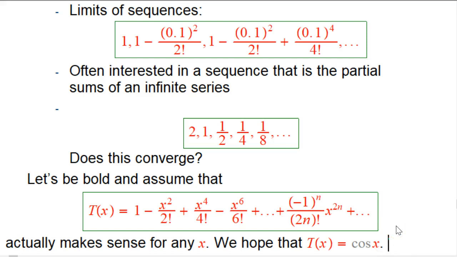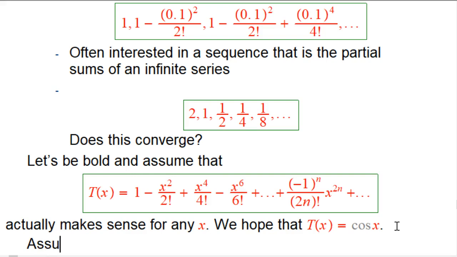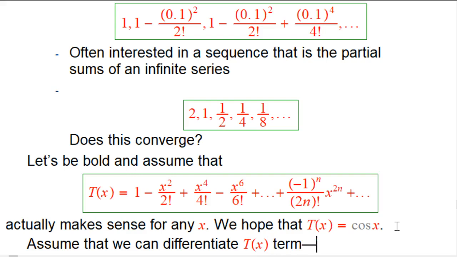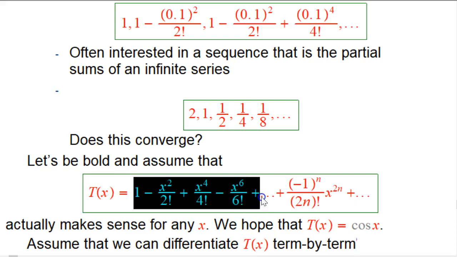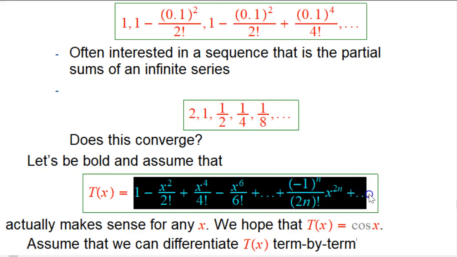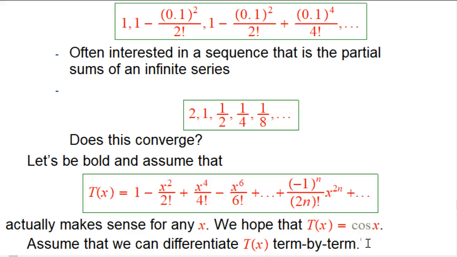One of the cool properties of cosine is that it has some nice derivatives. And I want to show you, if we make one more assumption, it's another bold assumption. Suppose we assume that we can differentiate T of x term by term, as if it were a polynomial. It's true that the derivative of a finite sum of functions is the sum of the derivatives, but it's not obvious that the derivative of an infinite sum will be the sum of those derivatives. But let's assume that we can do that. Then let's see what happens.